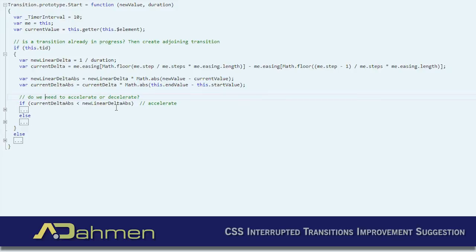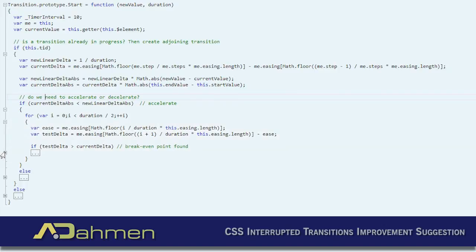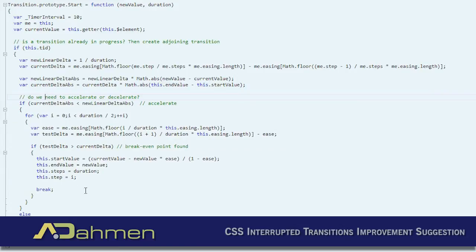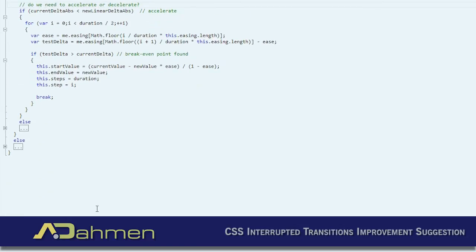If the current transition frame speed is slower than the desired new transition speed, then we need to have the new transition begin by accelerating in order to catch up. On the other hand, if the current transition frame speed is faster than the desired new transition speed, then we need to have the new transition slow down right from the beginning. The following calculation is an iterative process. So, well, it's not optimized, it's just a proof of concept.